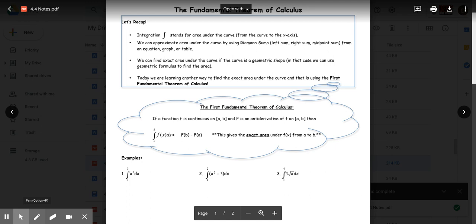So anyway, this is finding exact area under the curve using the first fundamental theorem. What we did last section was approximating area using Riemann sums, which is rectangular methods, and then finding exact area if it was a geometric shape. Well, today's lesson is basically saying, if it's not a geometric shape, you can find the area of any curve as long as you use the first fundamental theorem, and it's pretty easy.